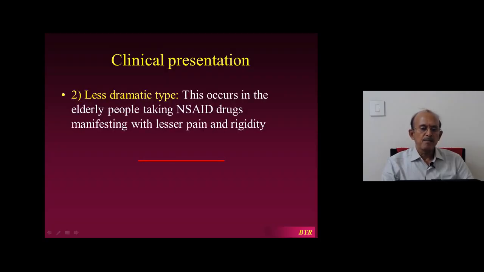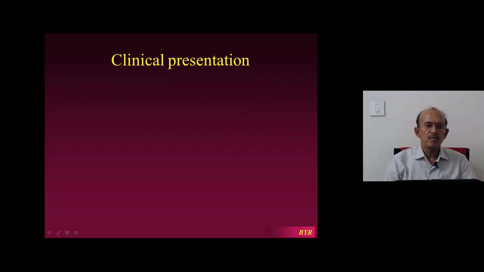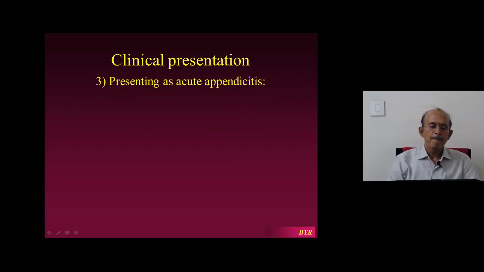The second type is less dramatic. This type occurs in elderly people who are taking NSAID drugs. Because of the influence of the NSAID drugs, they manifest with lesser pain and lesser rigidity. And because in older people the abdominal walls do not have so much strength and tone, that is why there will not be so much rigidity. The third type of presentation is presenting as acute appendicitis.